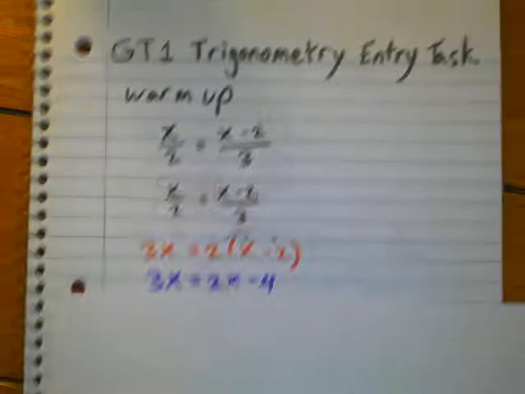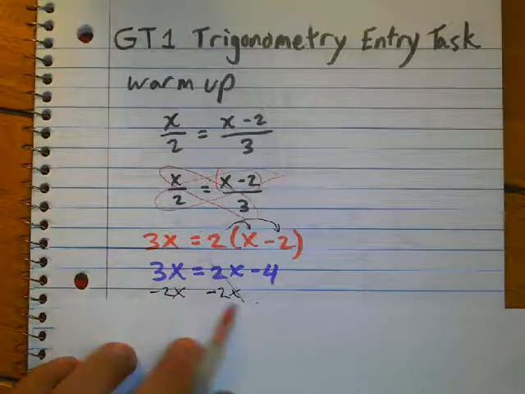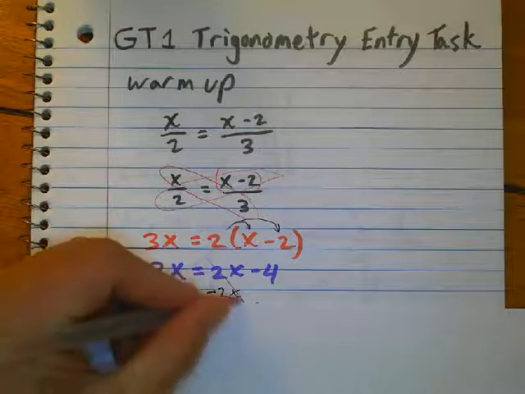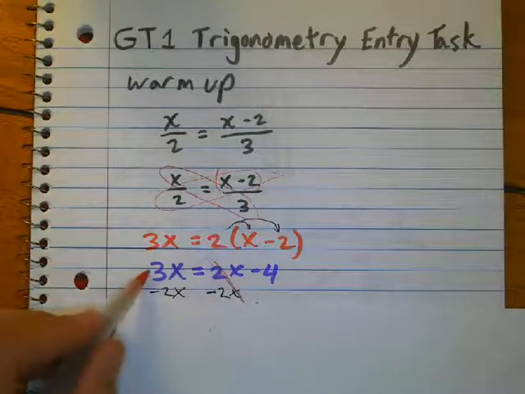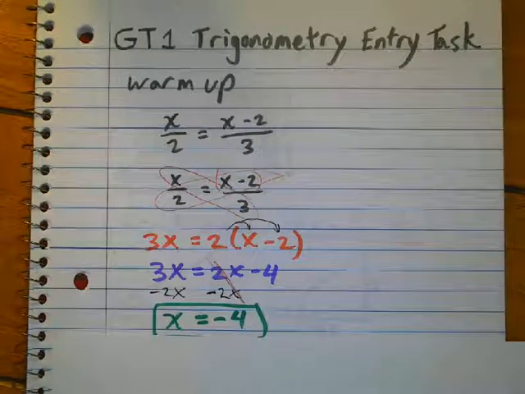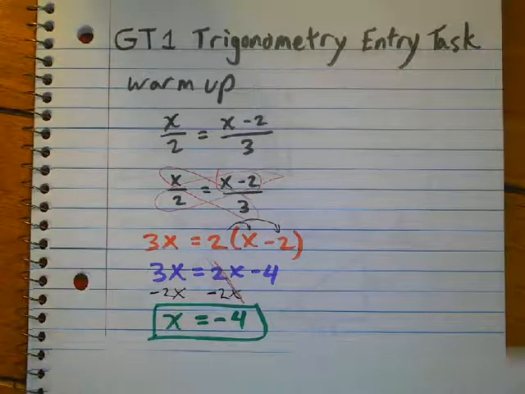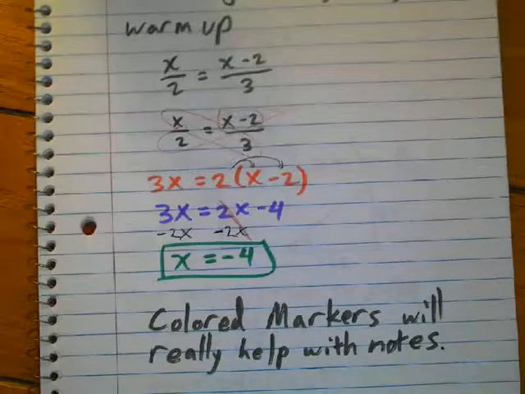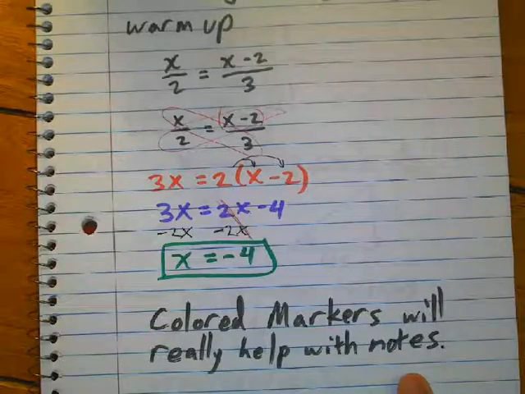And now I'm going to subtract 2x on both sides of the equal sign to make this go away, because 2x minus 2x is going to go away. And then 3x minus 2x is going to give me x, and we get x equals negative 4. You may want to hit pause and replay this if you have troubles with this. Okay, next. Please make sure you have colored markers to help with your notes. It makes a big difference.